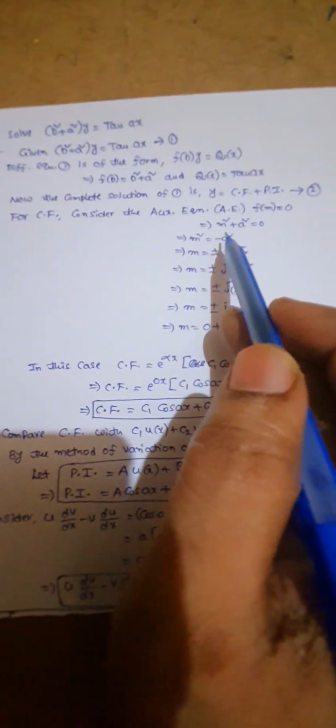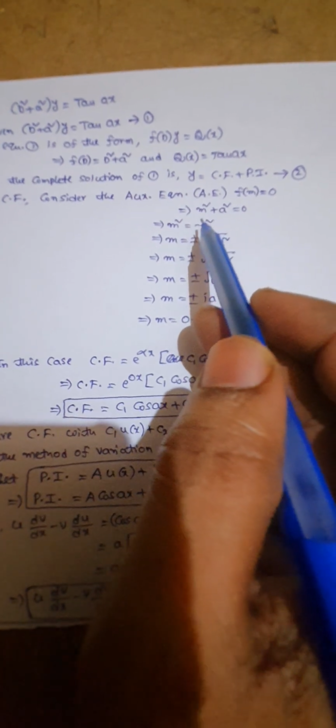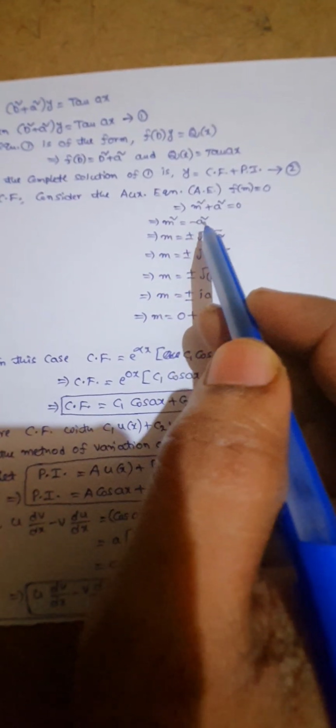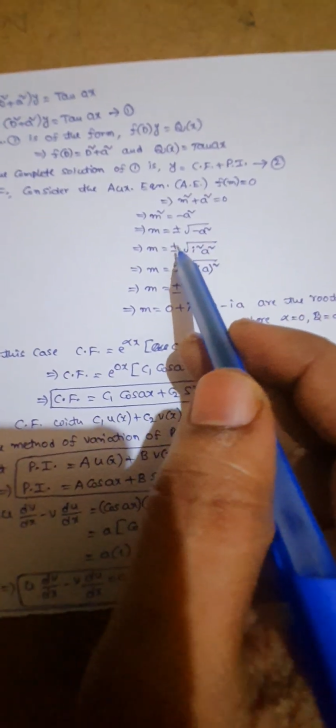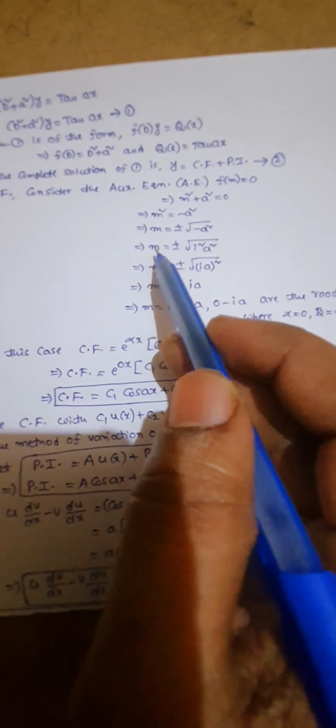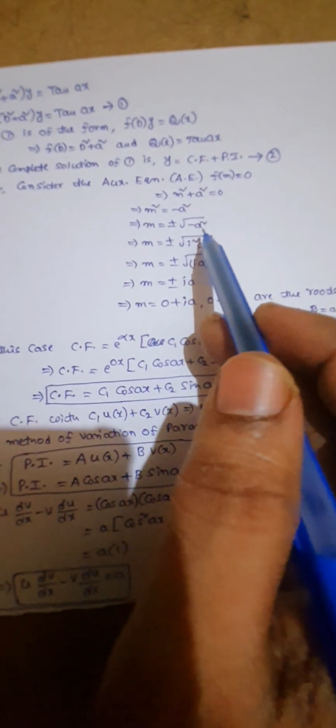This is a second degree equation, so we are going to have 2 roots, 2 values for m, and there are 2 or 3 procedures to find them. Here I'm using this procedure: take plus a square to the other side, m square equals minus a square. That implies m equals plus or minus root of minus a square. Already you know that if x square equals a square, x equals plus or minus a. Here, inside the root we have minus, which means we are going to have complex roots.